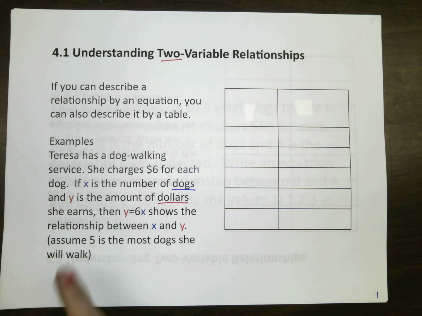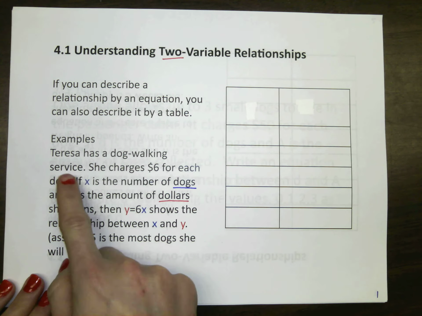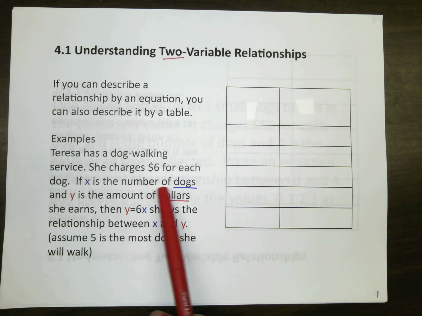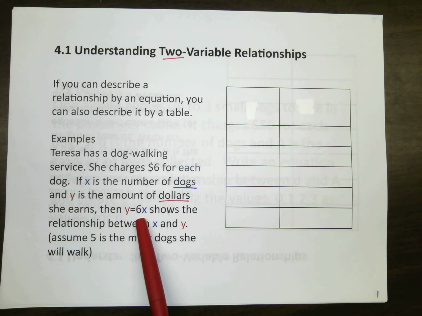For example, Teresa has a dog walking service. She charges $6 for each dog. If X is the number of dogs and Y is the amount of dollars she earns, then Y equals 6X shows the relationship between X and Y. Let's assume that 5 is the most dogs she will walk.